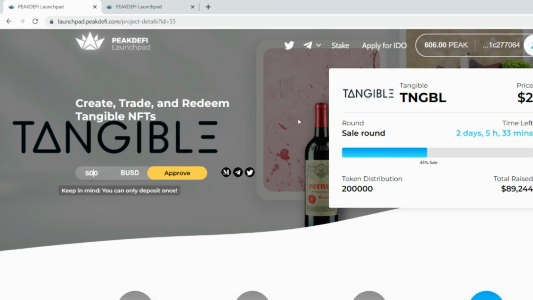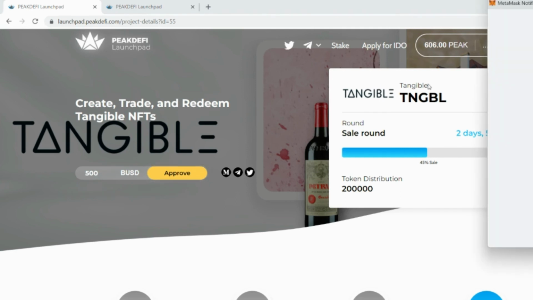So in my case, I want to deposit 500 BUSD. So I will get 250 tangible tokens because the price of one tangible token in this case is $2. Then I will approve, and here's also a reminder because you have to keep in mind that you can only deposit once. You can't deposit any more BUSD afterwards. So I will approve now the 500 BUSD.